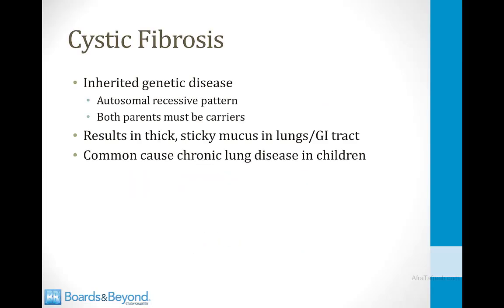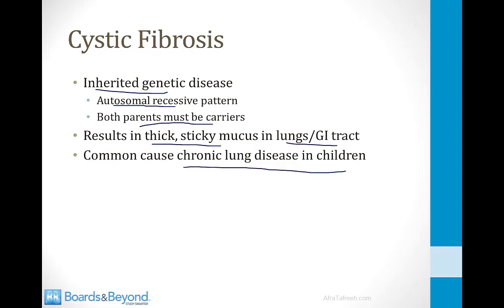Cystic fibrosis gets its name from fibrous cysts that were seen in the pancreas when people first began studying the disease in the 1930s. It's an inherited genetic disease that gets passed along in an autosomal recessive pattern, so both parents have to be carriers. And children with cystic fibrosis get thick, sticky mucus in their lungs and GI tract, and this is the cause of all the pathologies. And you should know that it's a very common cause of chronic lung disease in children.